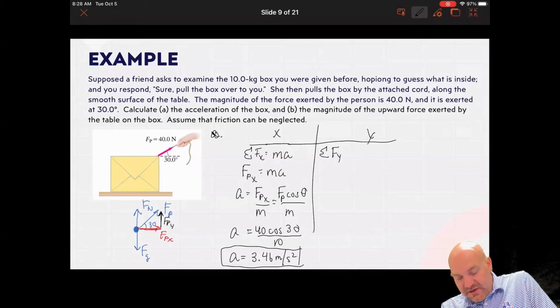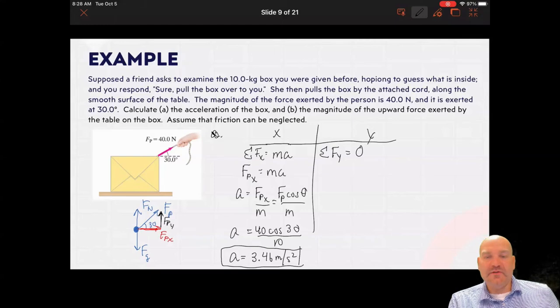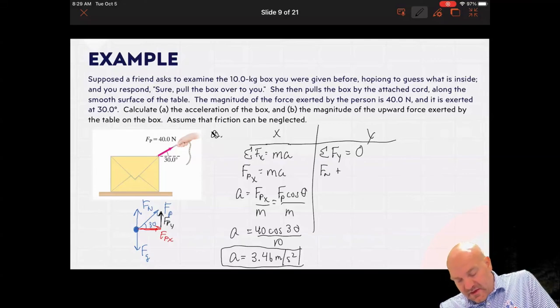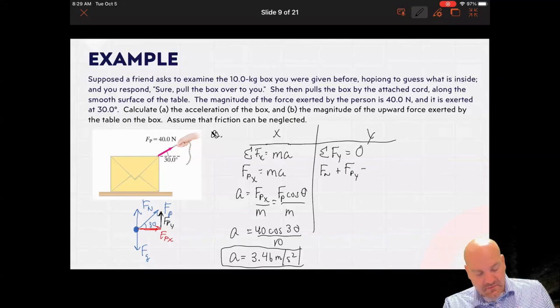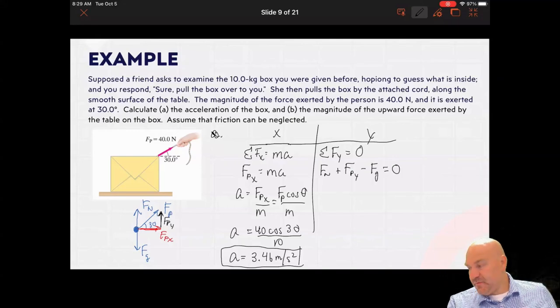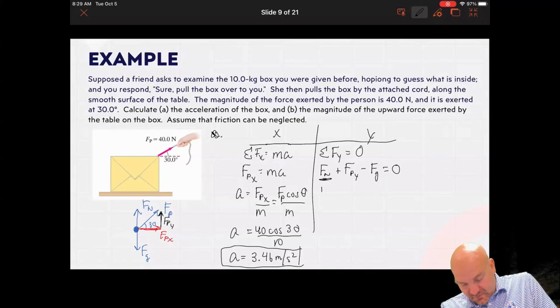Now let's look at the y direction. And this is very typical of what happens in the y direction if it's on a table: the acceleration is going to be 0. Because what we're saying is that the box is going to be pulled along the table. We're not pulling it off the table. And so we would have an upward force from Fn, an upward FPY, and then a downward Fg. And so this is what I'm looking for.